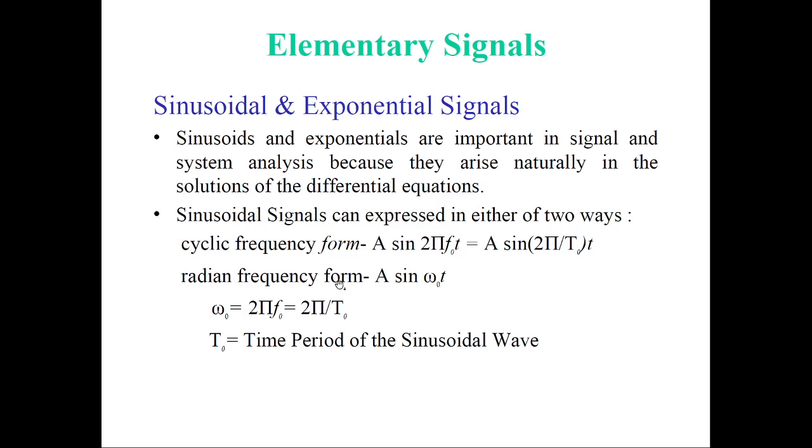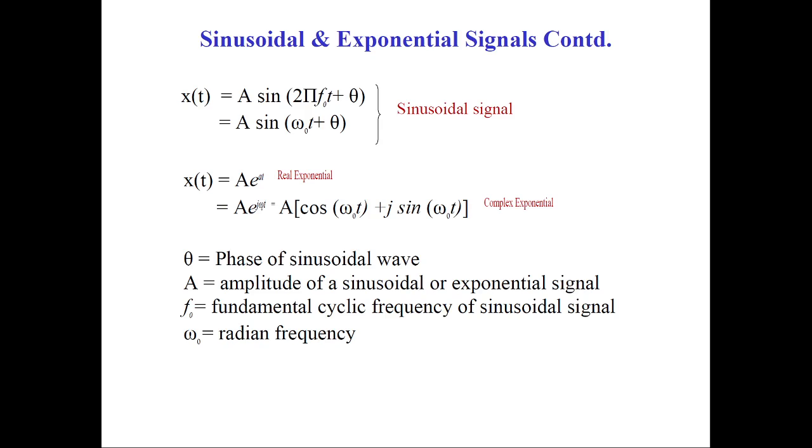Here omega 0, this 2 pi f0, I can represent in radians: omega 0 is equal to 2 pi f0. Also I can write it as 2 pi by T0, where T0 is the fundamental period of the sinusoidal signal. Okay, so we have seen these things.